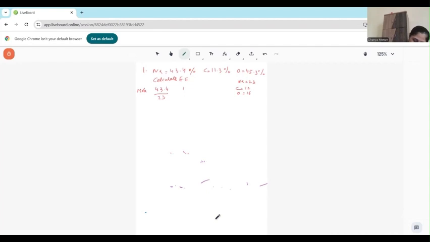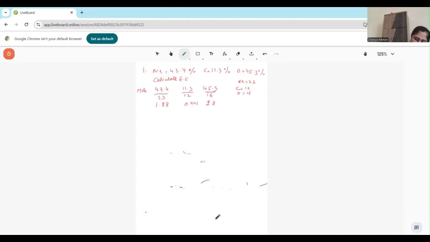11.3 over 12, 45.3 over 16. Okay, so this comes to 1.88. This comes to 0.941. This comes to 2.83. These are the number of moles.